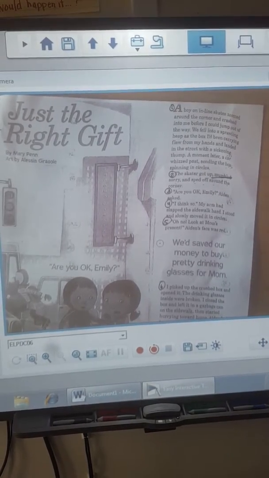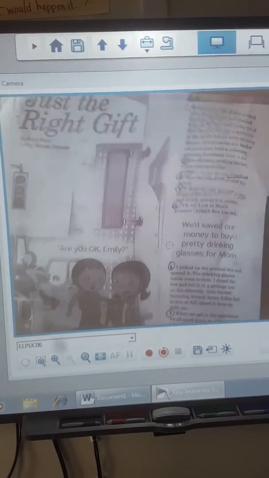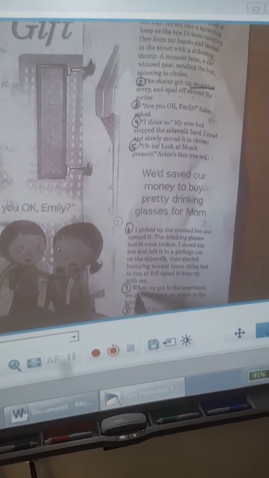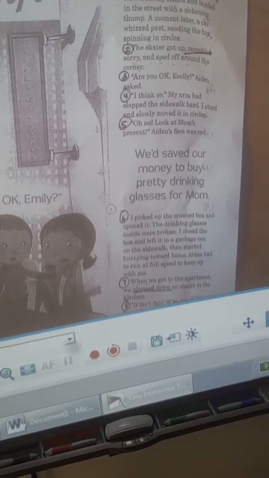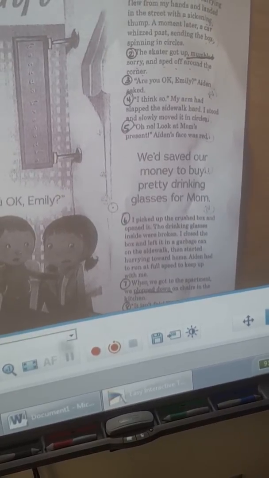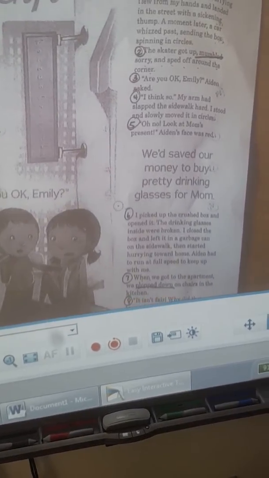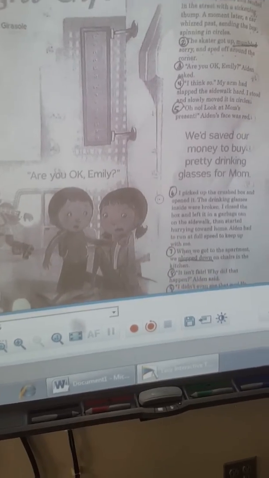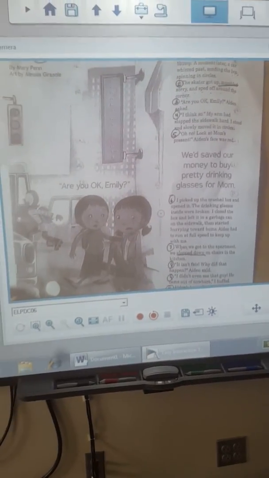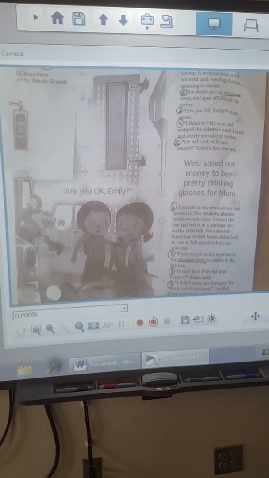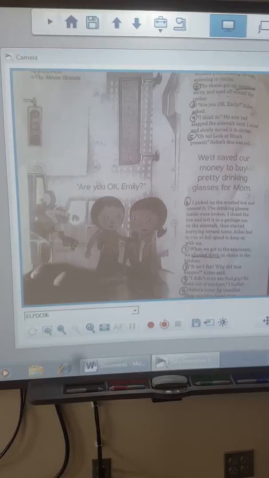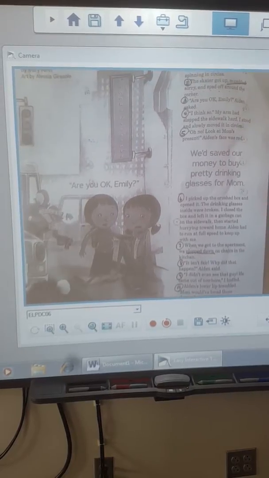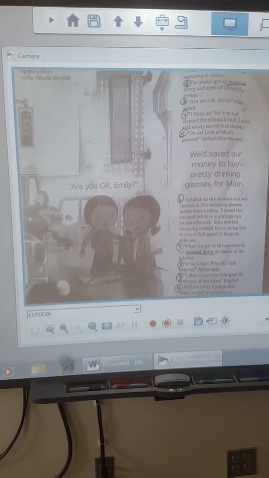Also, if I go down to paragraph 7, just pretend that I read through the entire text. It says, when we got to the apartment, we plopped down on the chairs in the kitchen. You can also ask your child, what does it mean to plop down? Think about if they fell, their mom's present broke, and they plopped means to like drop really hard. So you want to do some vocabulary analysis. You also want to write on the side just little notes about what's happening in each paragraph.